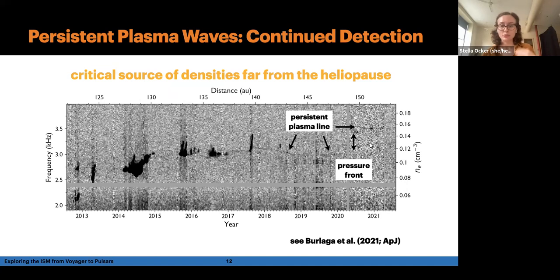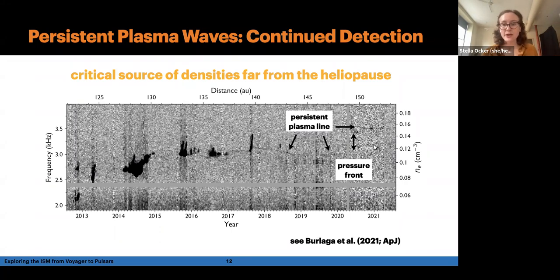And this pressure front was also observed in the magnetic field data from Voyager 1. Voyager 1 also saw a jump in the magnetic field strength, which was entirely consistent with the magnitude of this density jump. And so this implies that Voyager 1 crossed some sort of pressure front in the very local ISM.